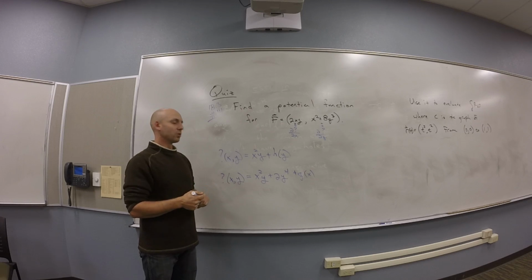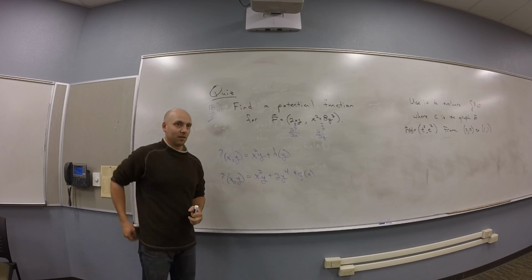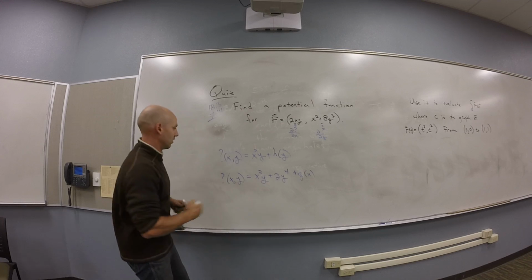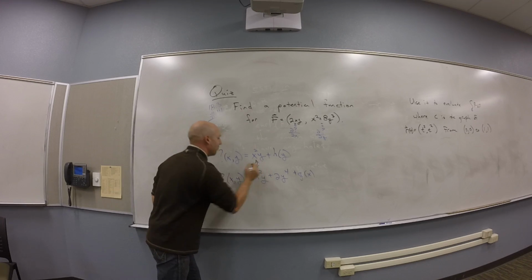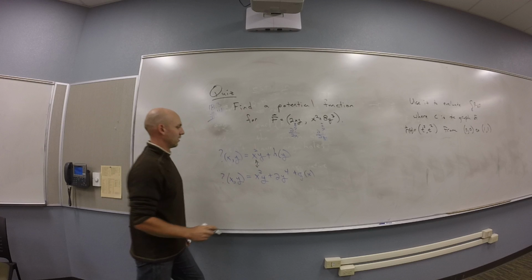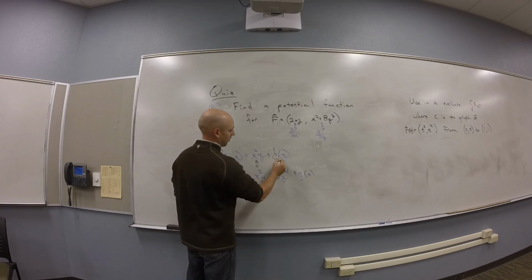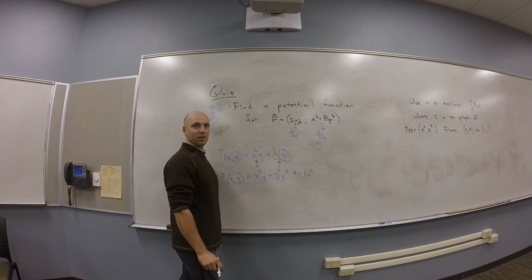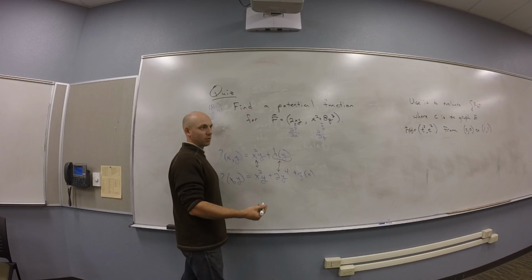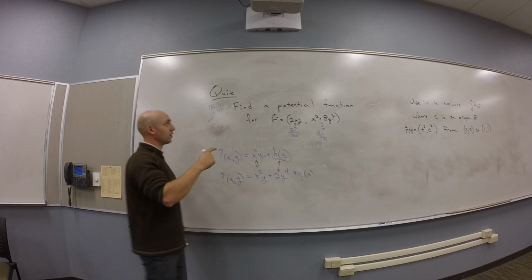Okay, so what do you have for sure? x squared y matched. These guys match up. That's nice. h of y and 2y to the fourth can match up. And g of x can be 0. So a potential function, right?